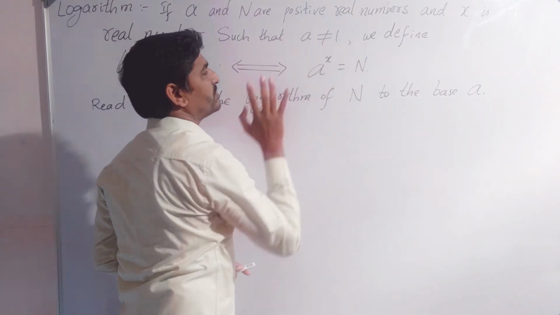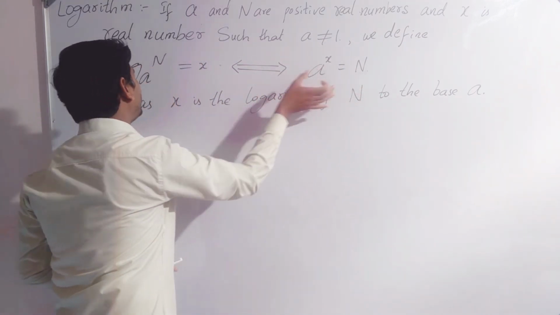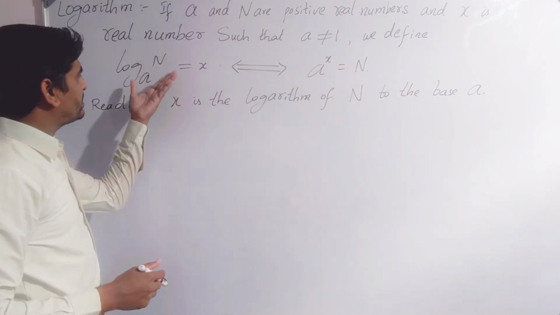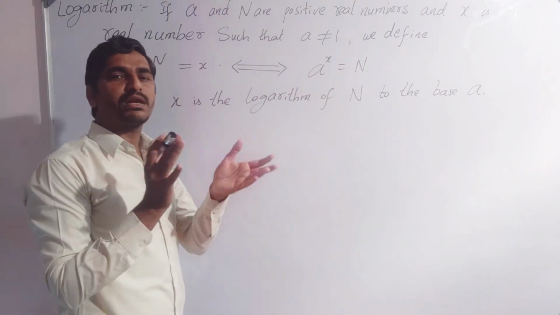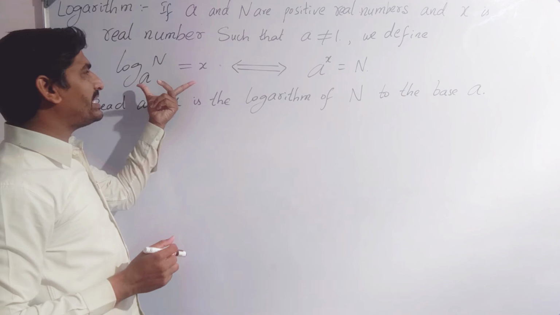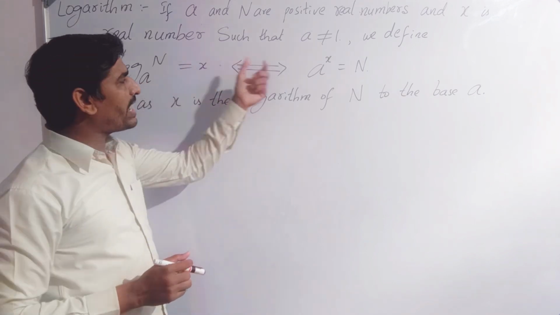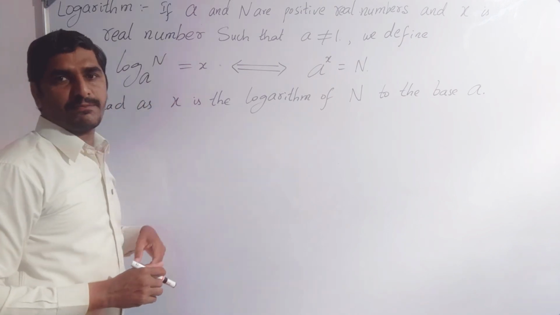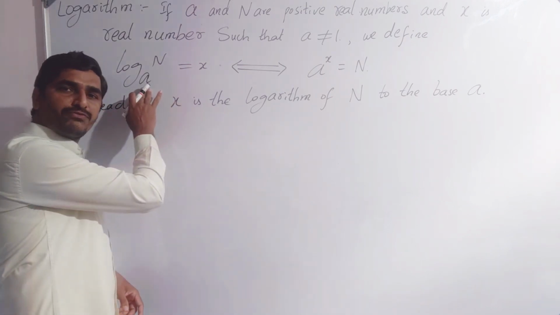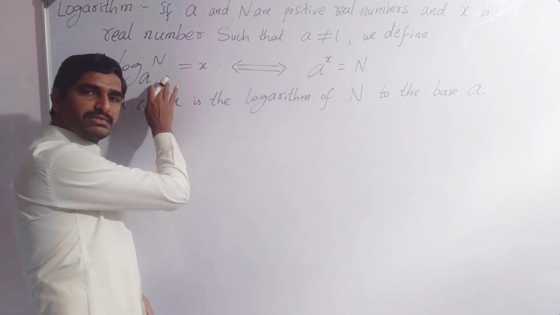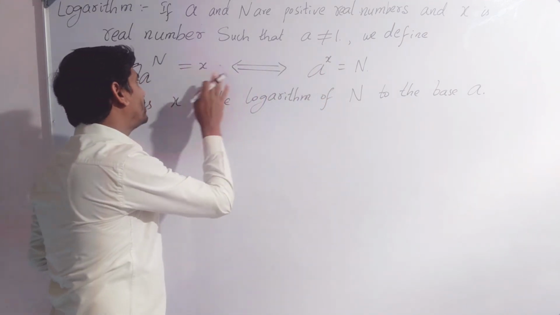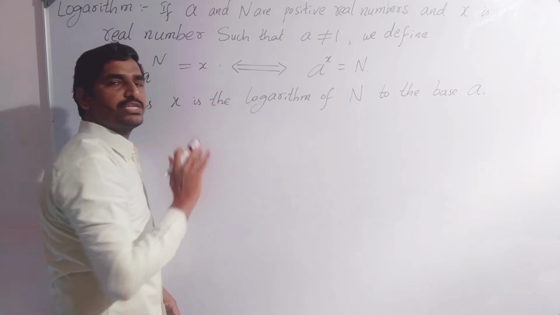a to the power x is equal to n. This can be written like this. So this is the LHS part and this is the RHS part. Without logarithm we can write it, just as it can be written with logarithms. So this is the logarithmic form, and this is the exponential form. Two forms: logarithmic form and exponential form.